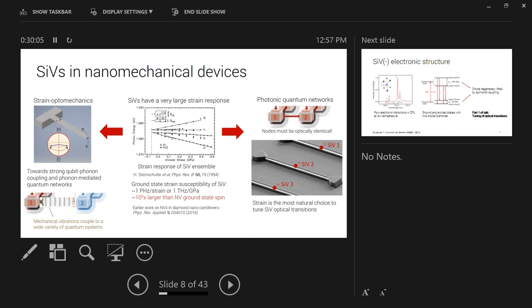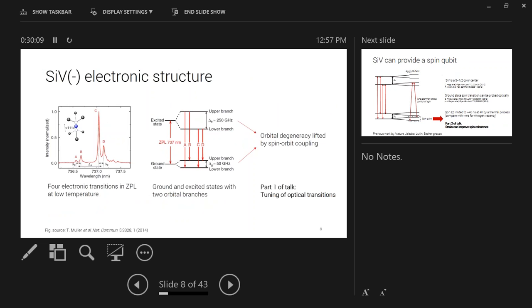I've been talking about tuning of electronic levels. So what are these electronic levels? This is the electronic structure of the silicon vacancy. If you consider the zero phonon line that I was talking about earlier, and if you look at the zero phonon line of this defect at low temperature, below, I think, in the range of tens of Kelvin, we do the experiments at 4 Kelvin in our lab, you will find that the ZPL is made of 4 lines that look like this.